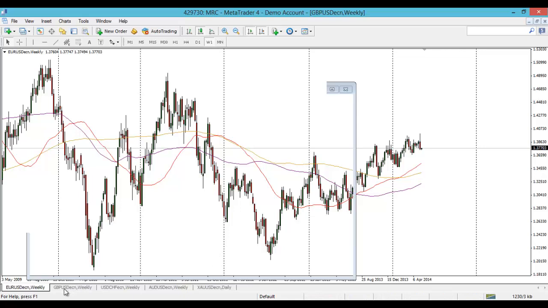Okay, I've got blank charts in each of these. I've taken off any levels from last week, just to keep it nice and fresh. And you can see where I'm drawing levels and fibs, etc.